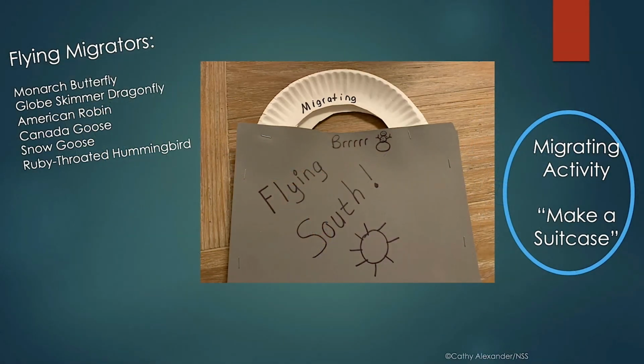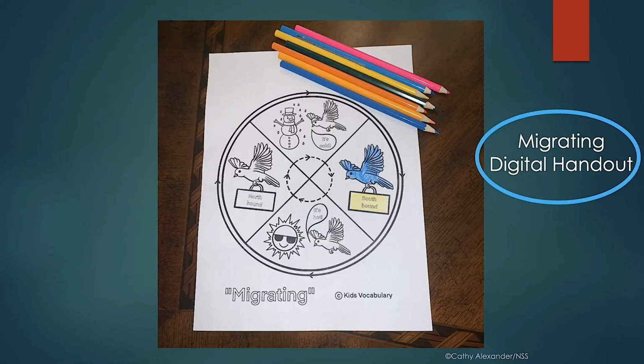Just take an inexpensive 9-inch paper plate, cut the middle out of the center, then cut the outside circle in half to make the suitcase handles. Staple it to a folder and then look, you have a suitcase. This is in your digital handouts.